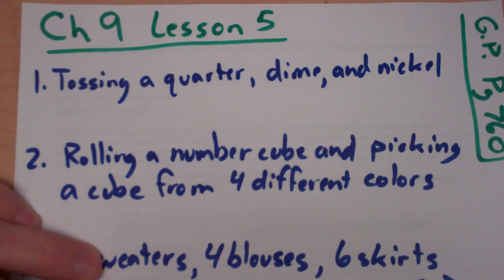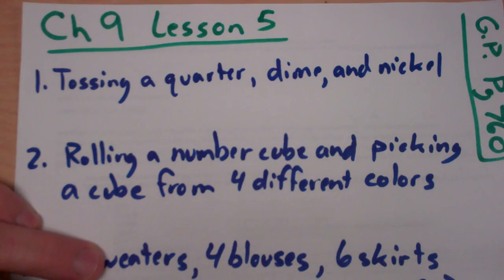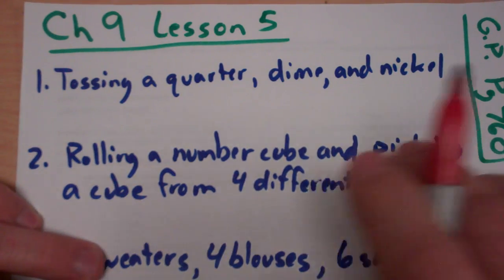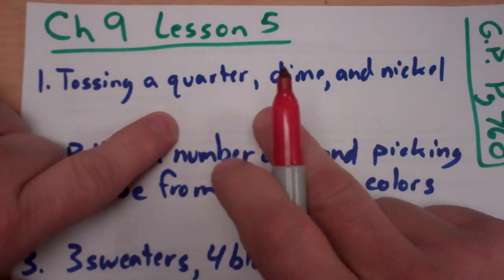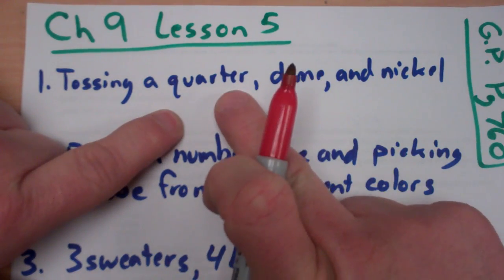If you're making a series of selections, then really all you need to do is take the number of choices times the number of choices times the number of choices for each selection. And that will give you the total number of outcomes. So for example, number 1 here says we're tossing a quarter, a dime, and a nickel. We want to know the total outcomes we can have for these 3 events.